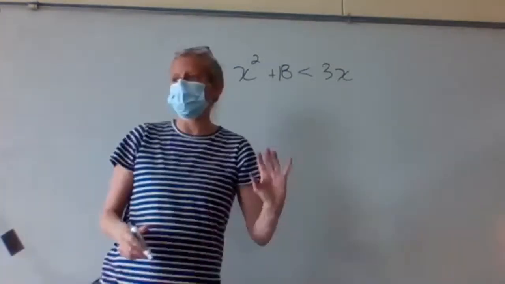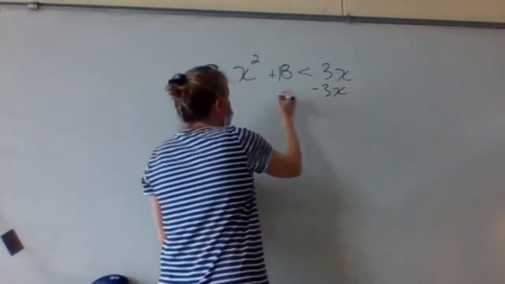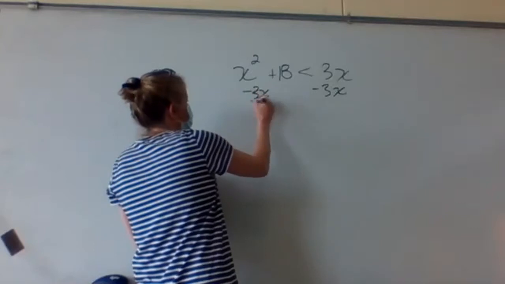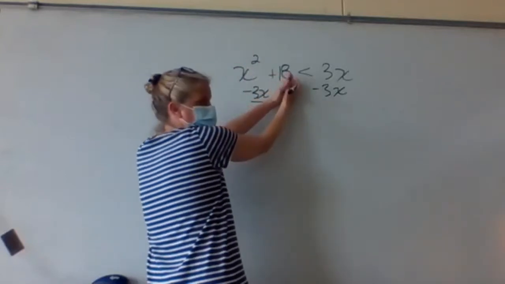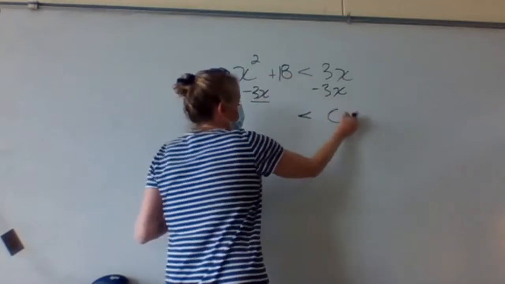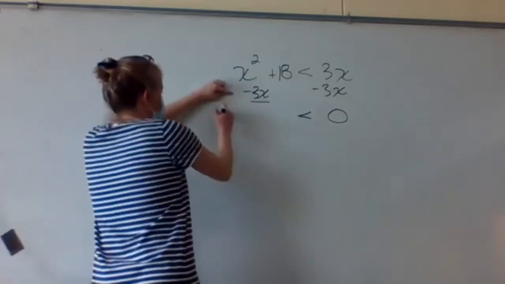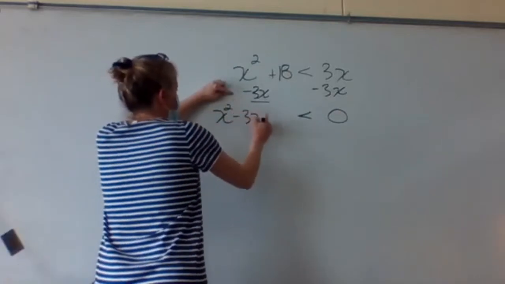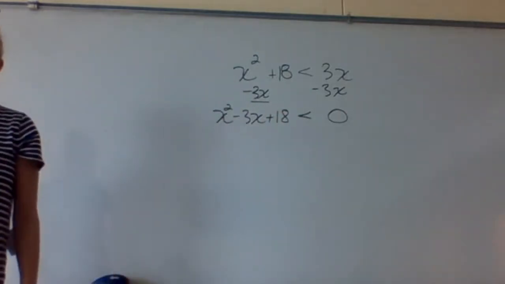Solve it for x first. You need everything on one side set equal to 0. So I need to subtract the 3x. I'm going to put it in between those two terms, because I like my x to come after my x squared but before my constant. So there's my less than 0. Over here, I have x squared minus 3x plus 18.